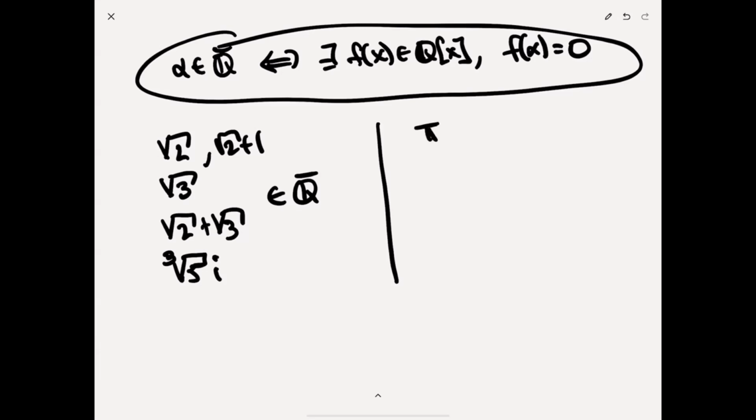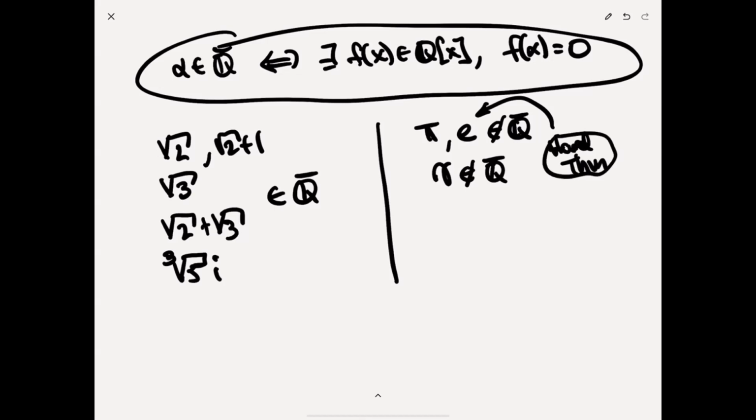Numbers like pi and e are not elements of Q bar, though these are big theorems. Euler's gamma is, I think, not in here as well; I don't know the status of this. These are hard theorems. Proving something is not algebraic is a bit of a mess. So these are the set of algebraic numbers.